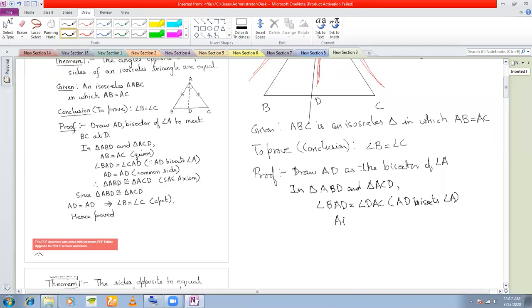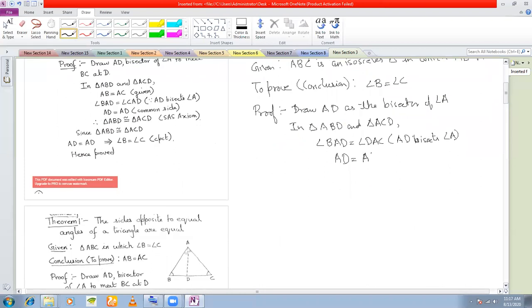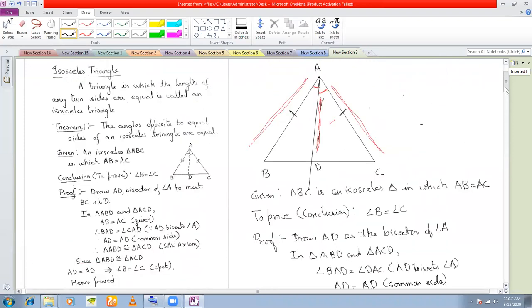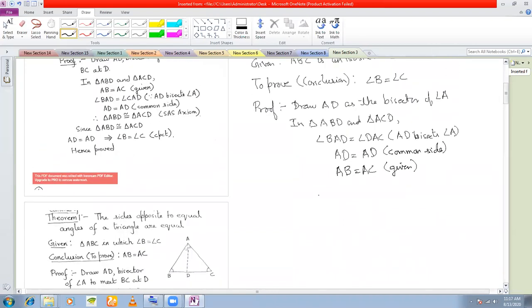Next, AD is equal to AD, because see this is a common side. AD must be equal to AD, a common side, and AB must be equal to AC. This is given because the triangle is given to be isosceles in which AB is equal to AC. Therefore, triangle ABD is congruent to triangle ACD by SAS axiom.